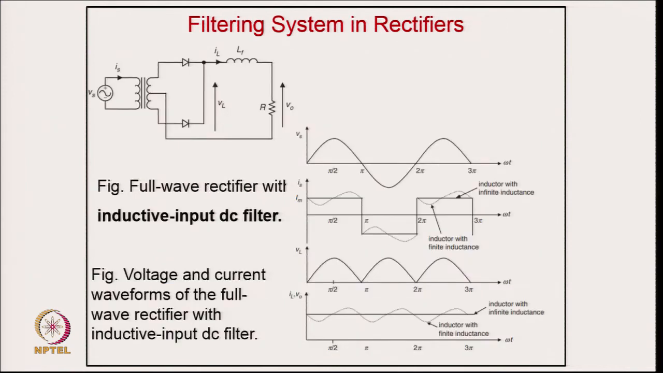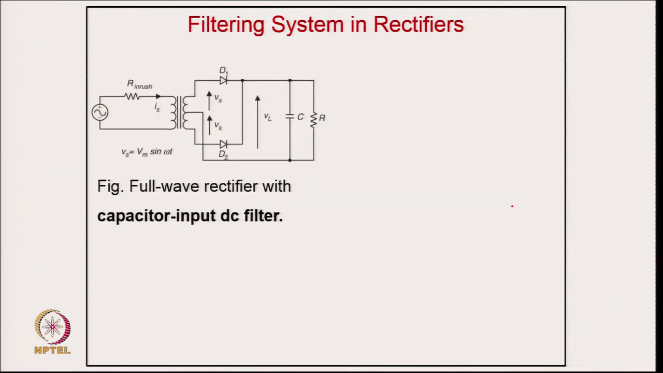Also, taking a simple case, if you are using a full wave rectifier with, let us say, an inductive filter, ideally with a very high, infinite inductor, you will get a square wave current. But if the inductor is not so high, you will certainly get some ripple in the load current, and it has quite a substantial total harmonic distortion in the current drawn from the supply.